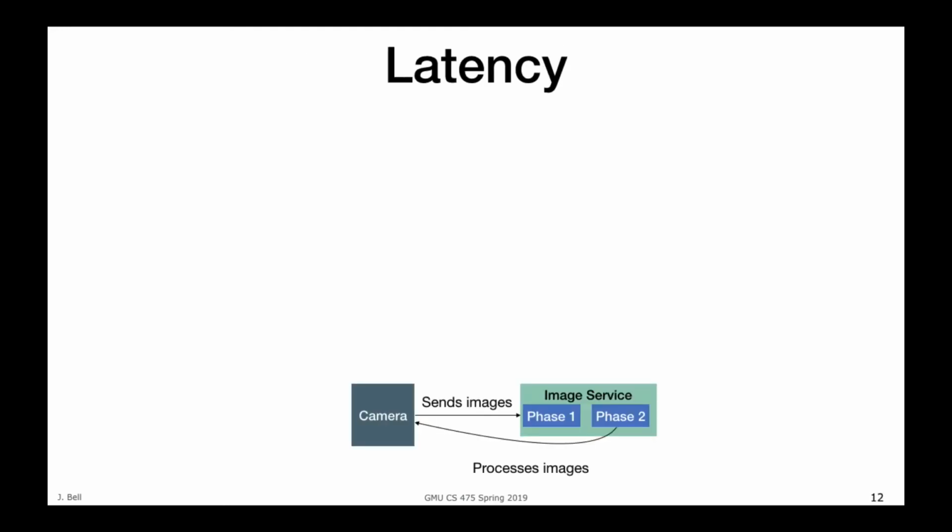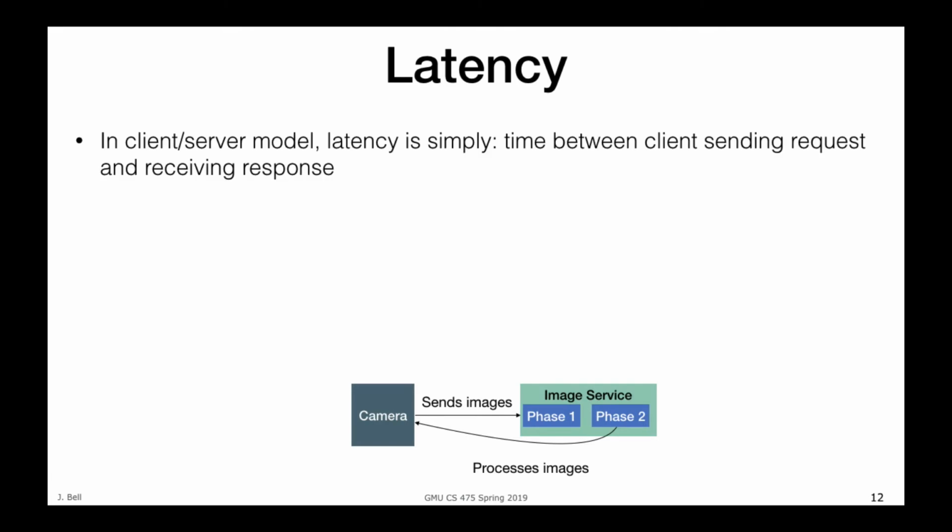So let's talk about latency. If we have a client-server model where we have some client, like in this case, a camera, and a server that's maybe some image processing service, then latency is simply the time between when this client makes a request and then eventually they get the response back from the service.